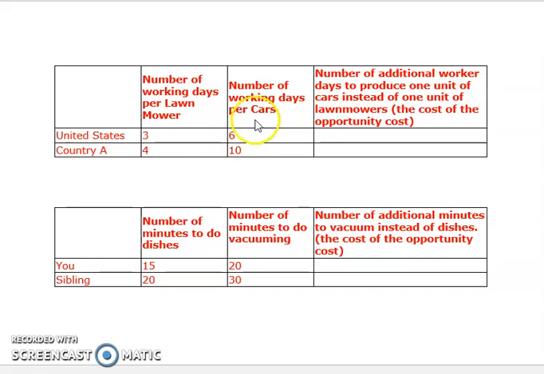So here we can see that if the U.S. produces cars at the opportunity cost of lawnmowers, then that should cost them 3 working days. The difference is 3 working days. If country A makes cars instead of lawnmowers, that's a difference of 6 working days. So we want to be the most efficient. Then we want to make our decisions on who should make what based on what is the lowest or the cheapest opportunity cost.